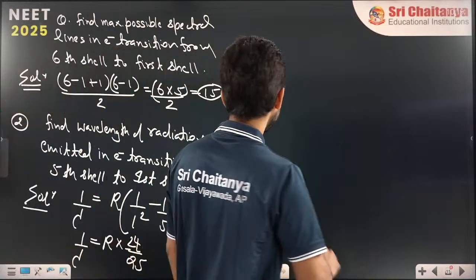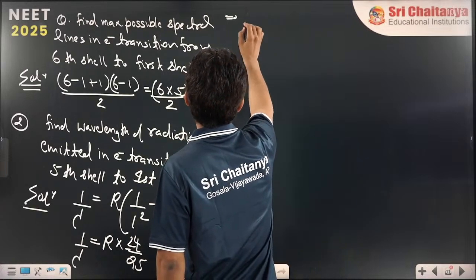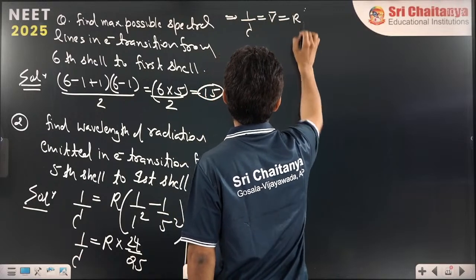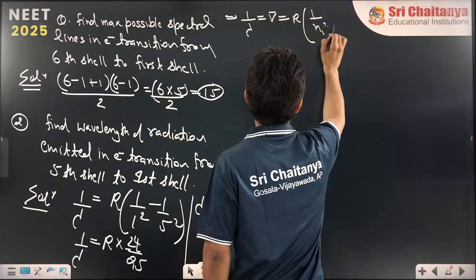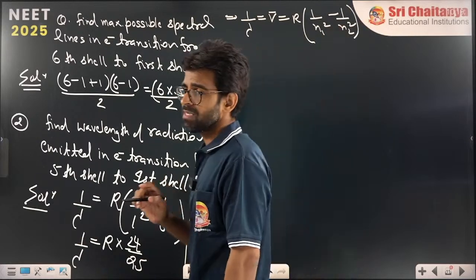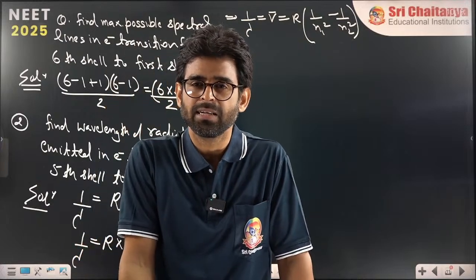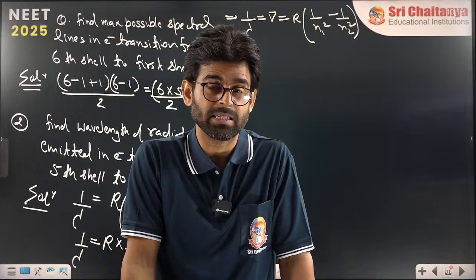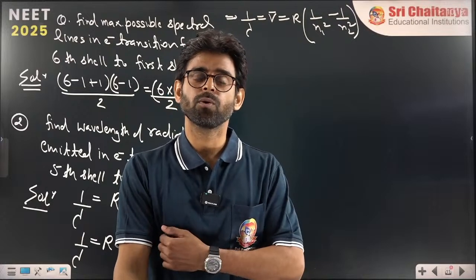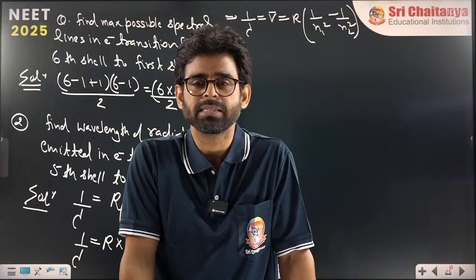Clear? The two formulas are there for the, what is the formula exactly? I will say 1 by lambda or wave number equals to R, 1 by n1 square minus 1 by n2 square, right? If n1 or electron is coming to the first shell, we call this line belongs to Lyman series. If it comes to second shell, Balmer, third shell, Paschen, fourth shell, Brackett, and if it comes to fifth shell, it is which one? Pfund series.